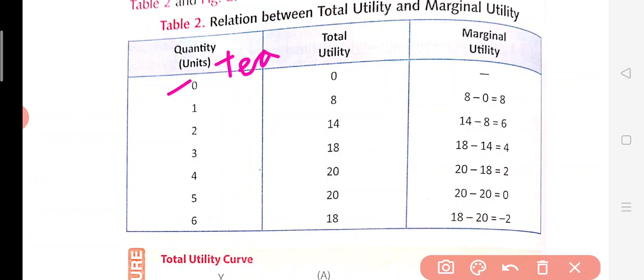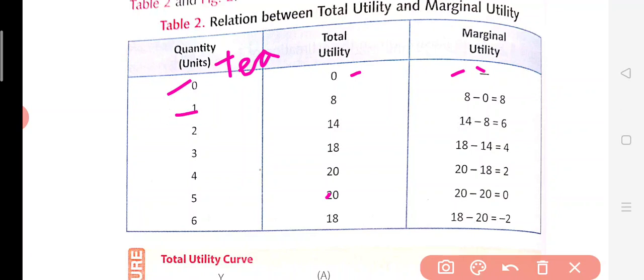Now here you are not consuming any cup of tea, so your total utility will be zero. At this point, for your marginal utility, you are going to put a dash, because if you're not consuming any cup of tea, you're not getting any satisfaction. So if total utility is zero, you can put a dash or nothing for marginal utility.